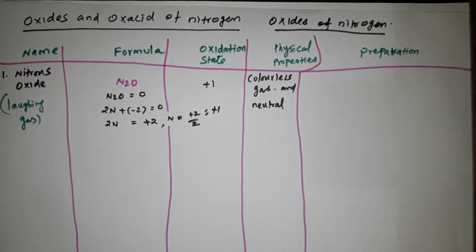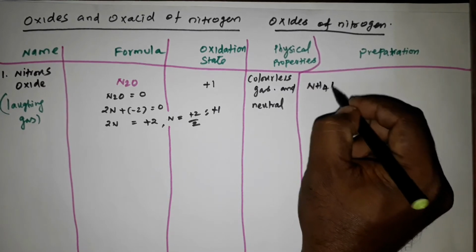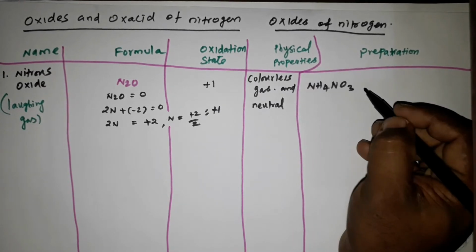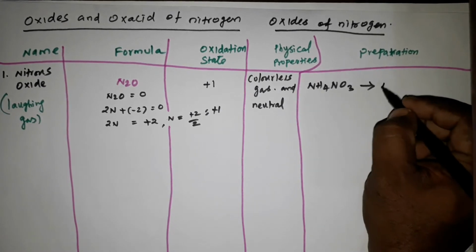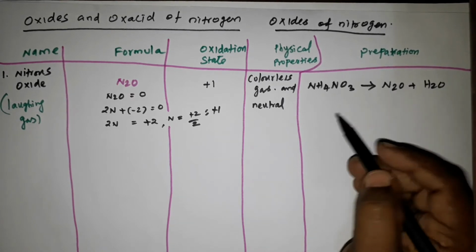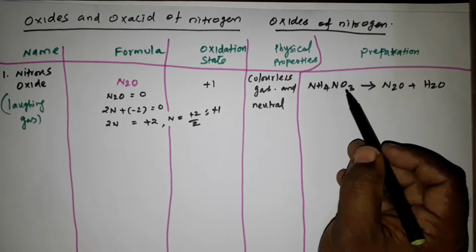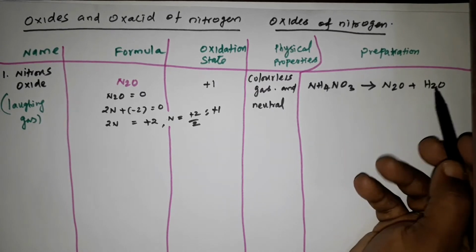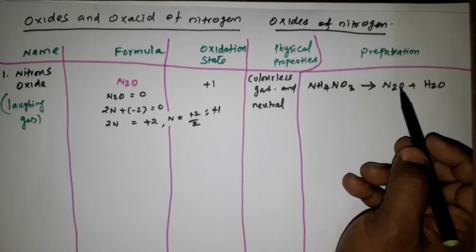Preparation: it is prepared by the decomposition of ammonium nitrate. Ammonium nitrate formula is NH4NO3. When it decomposes, it will give nitrous oxide N2O plus water. See here, hydrogen, oxygen, nitrogen is present. When hydrogen and oxygen combine, they produce water. The remaining nitrogen and oxygen give us nitrous oxide.